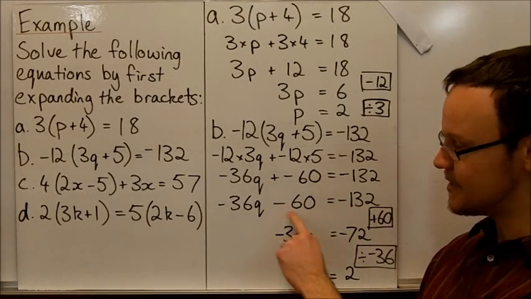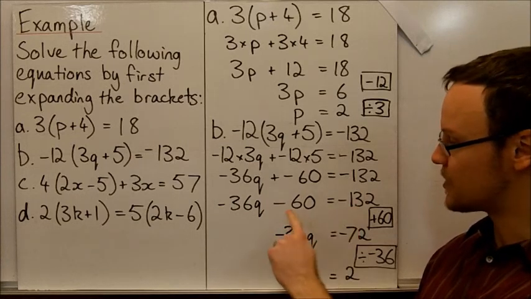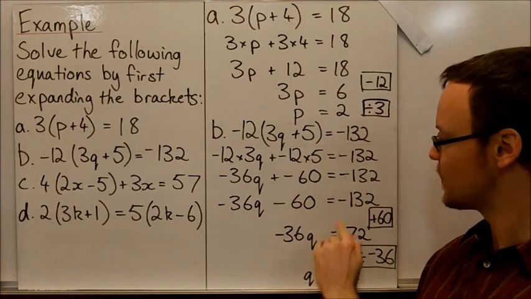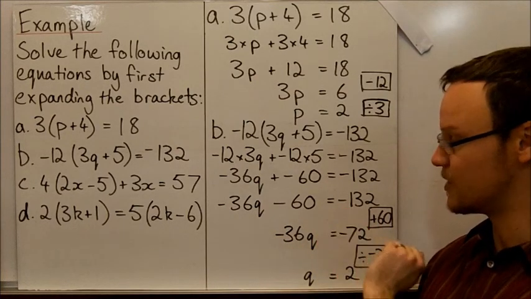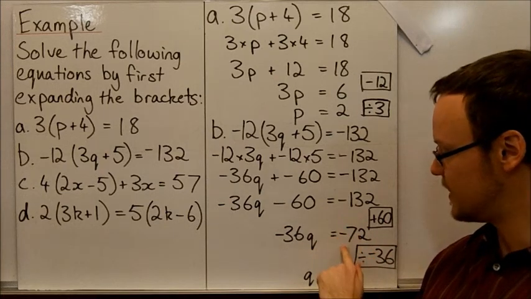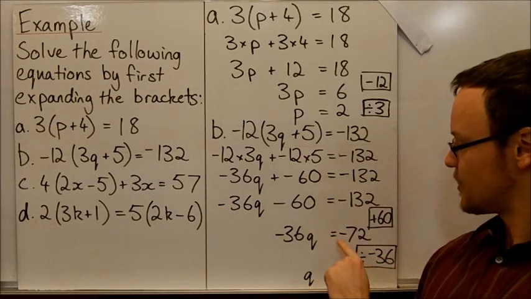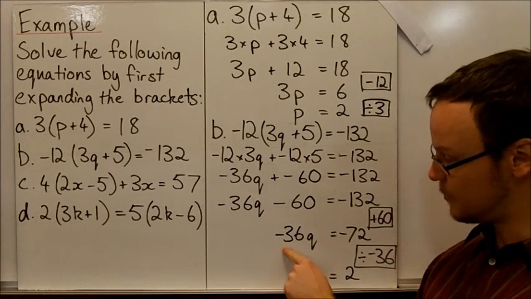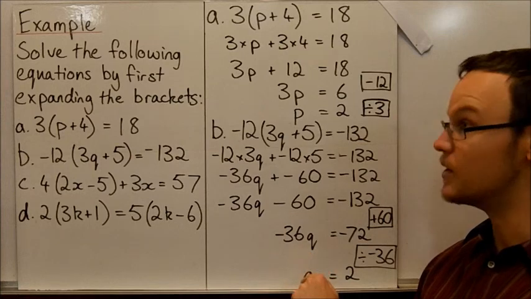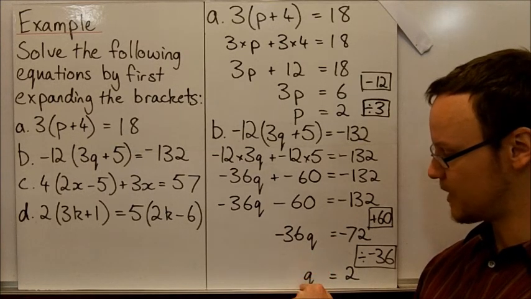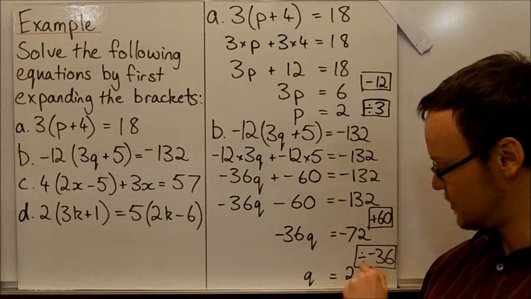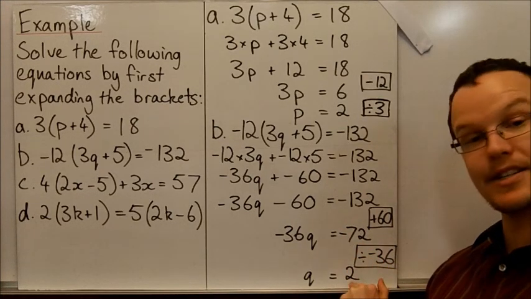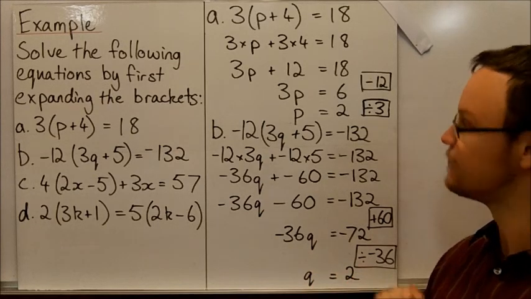So here we can add 60 to both sides. Adding 60 to both sides will remove this minus 60 here, and we'll just be left with minus 36q. Adding 60 to negative 132 will be negative 72. We can then divide negative 36q by negative 36 to get just q. So we do that to both sides. Negative 72 divided by negative 36 is 2. Q equals 2.